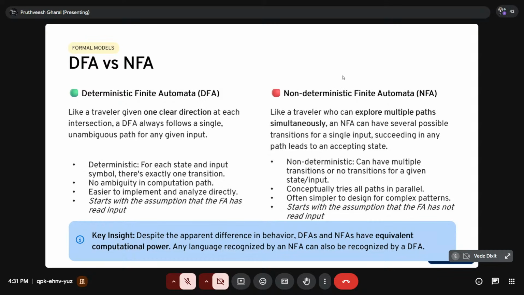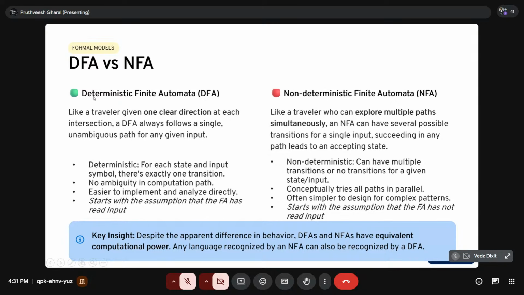And a non-deterministic finite automaton is not simpler to design for easy patterns. But when we see more complex patterns, like edge cases or patterns that are a little more complicated, a non-deterministic finite automaton becomes simpler to design. The last point is something I want you all to remember.